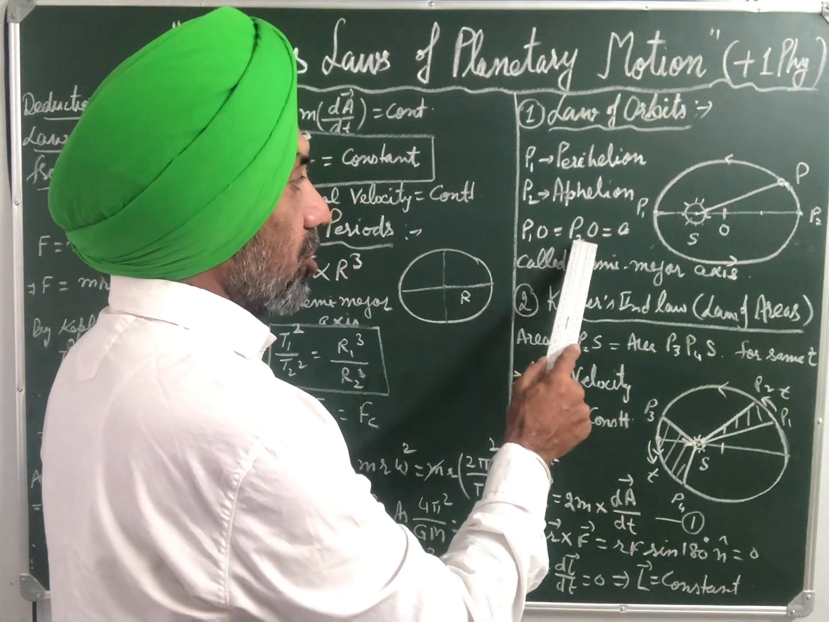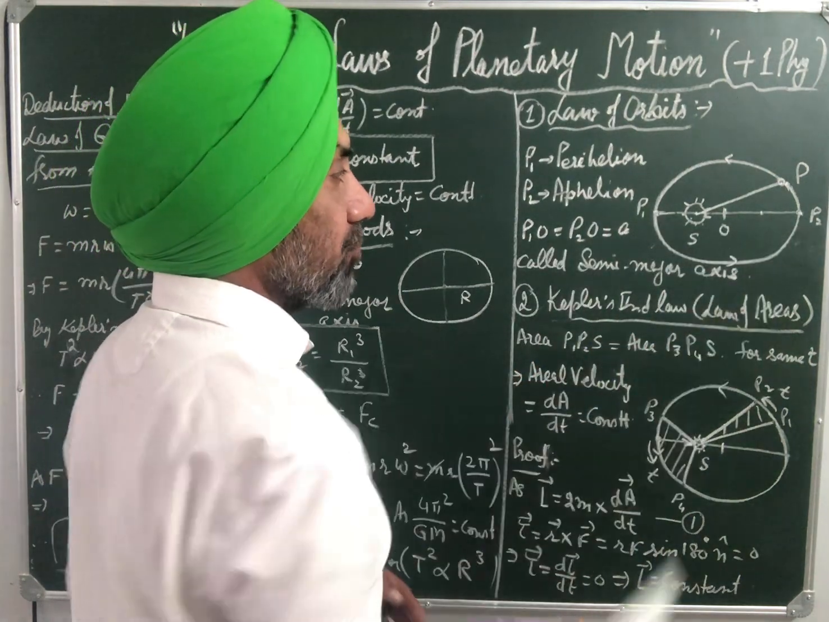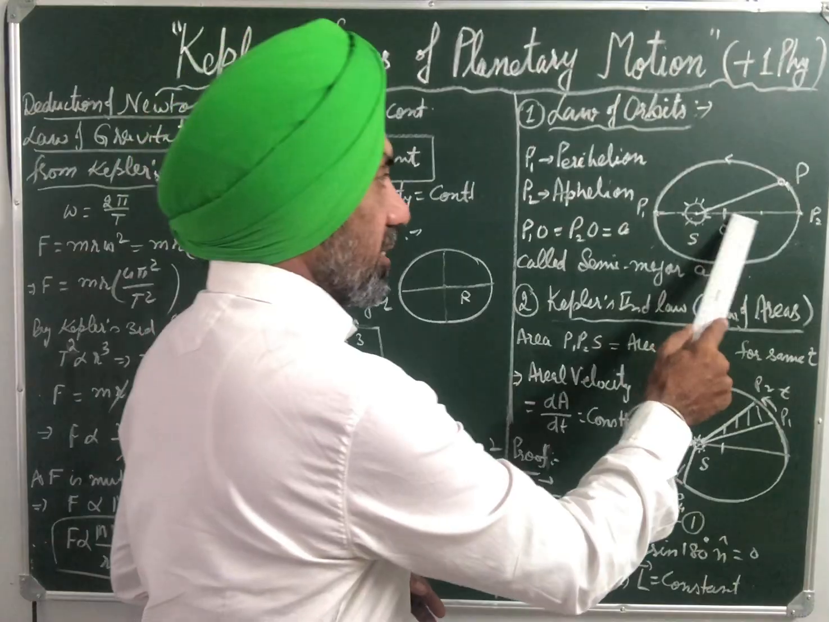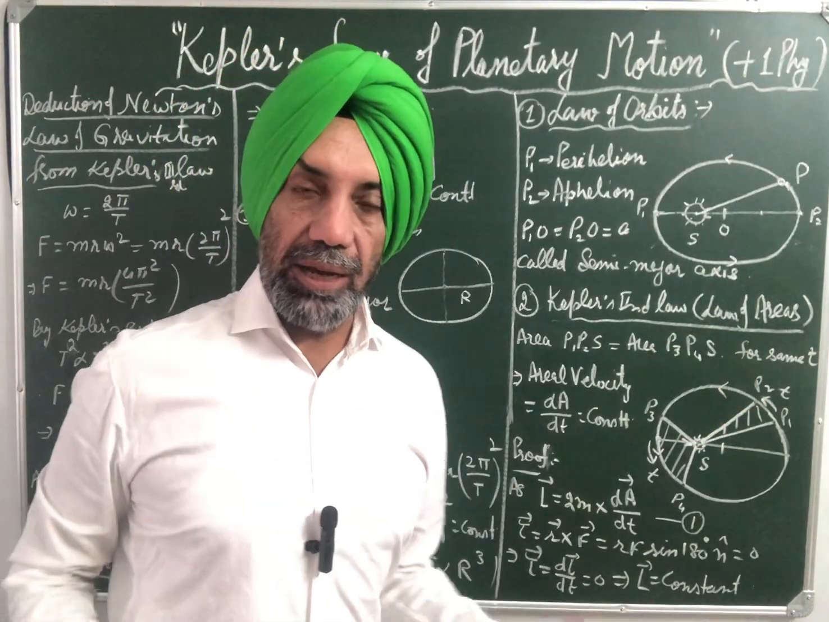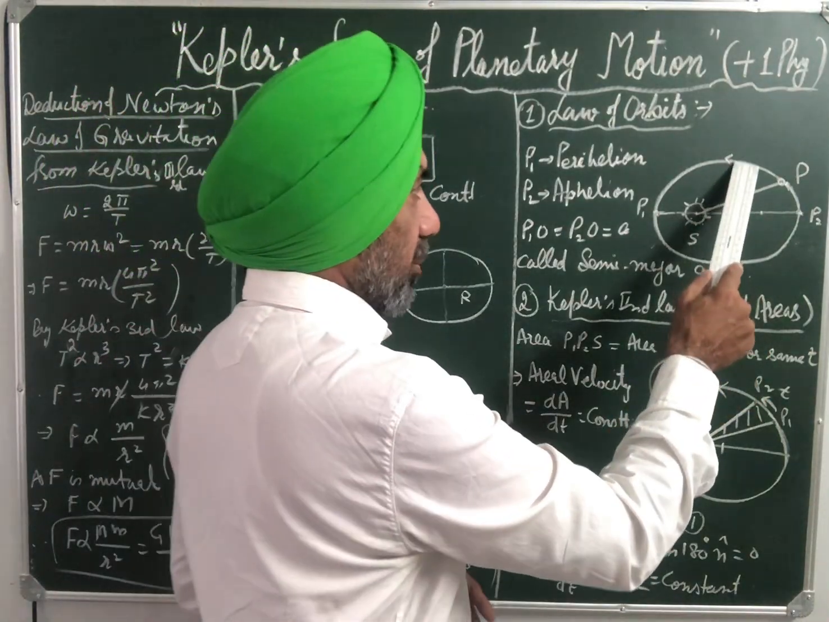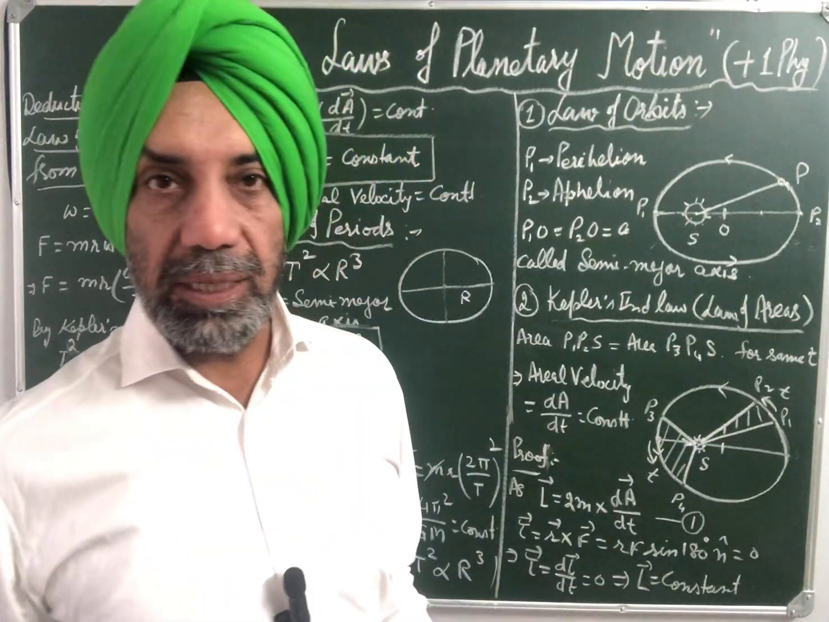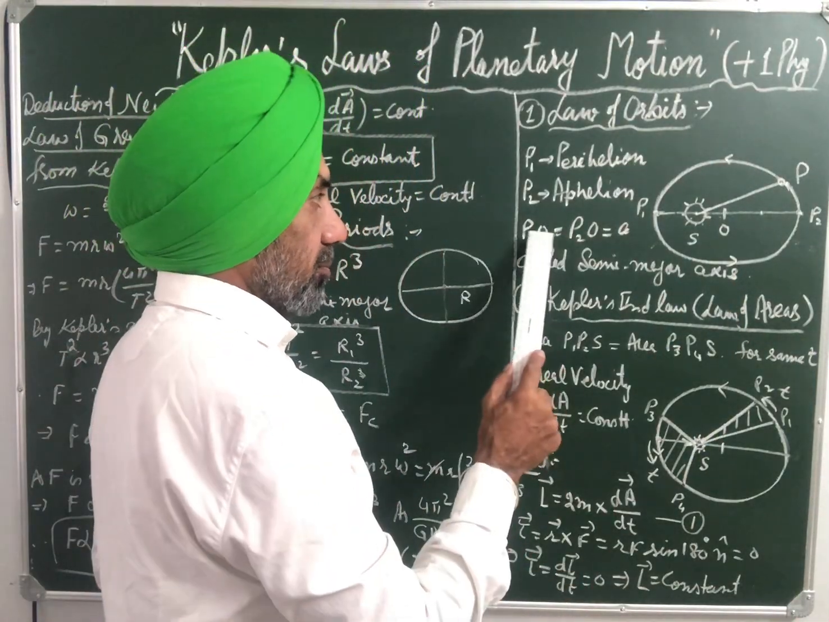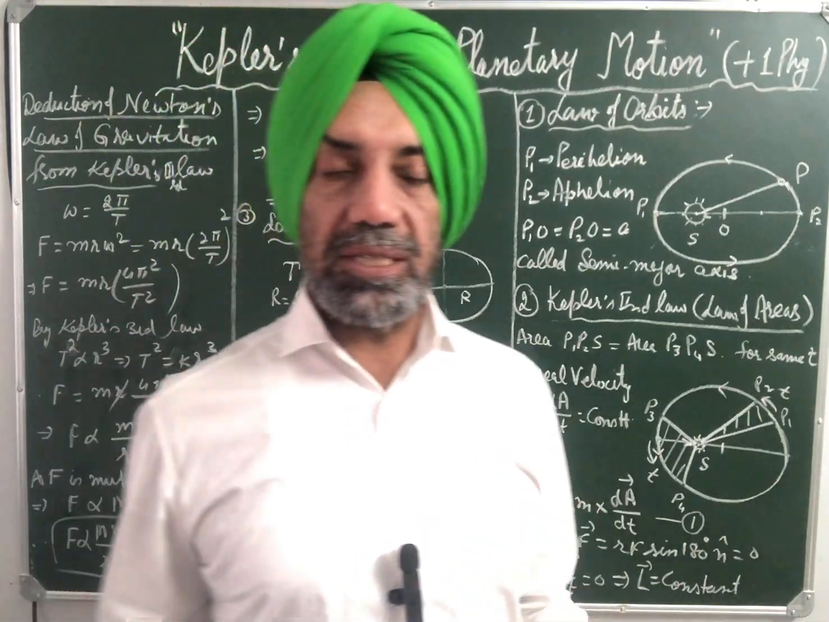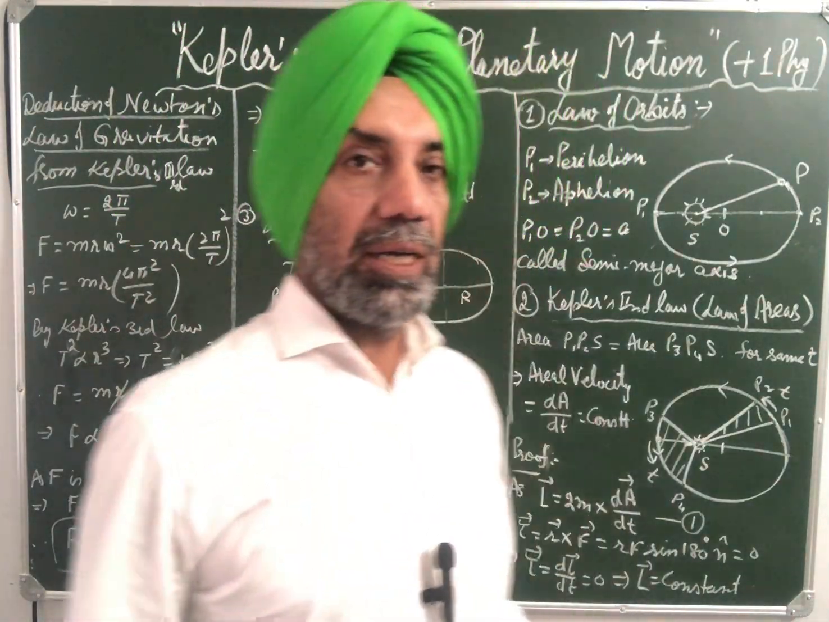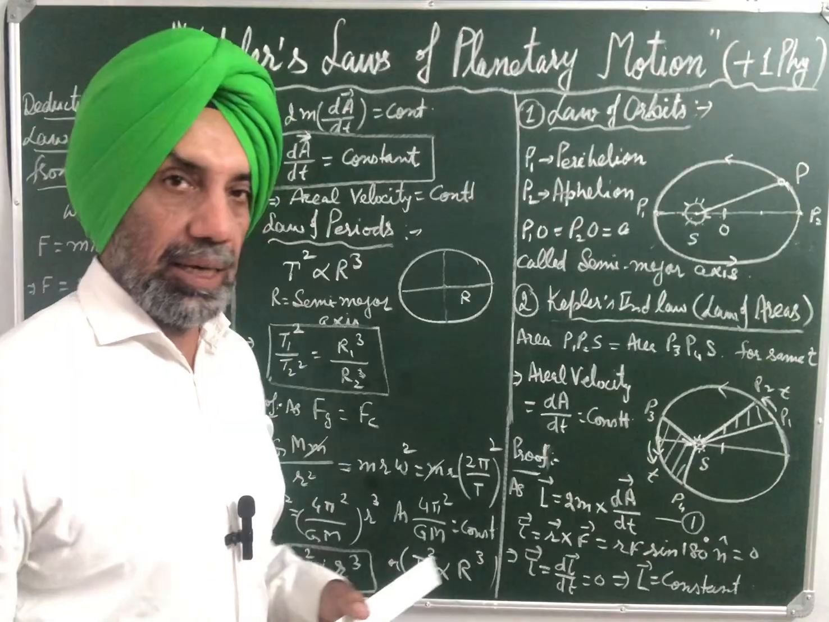So P1O is equal to P2O is equal to a. This is known as the semi-major axis. You can take it as a, and this is known as the semi-minor axis. It is taken as b. So x squared upon a squared plus y squared upon b squared is equal to 1, the equation of the ellipse.